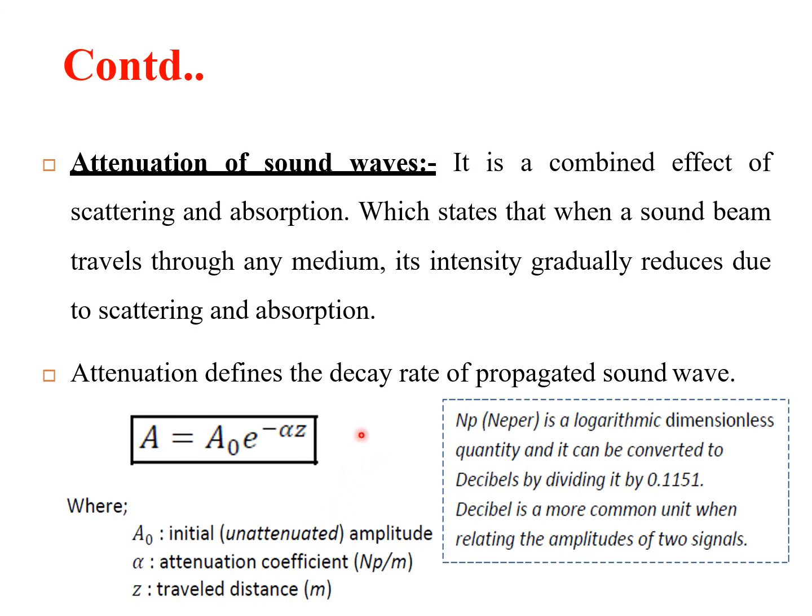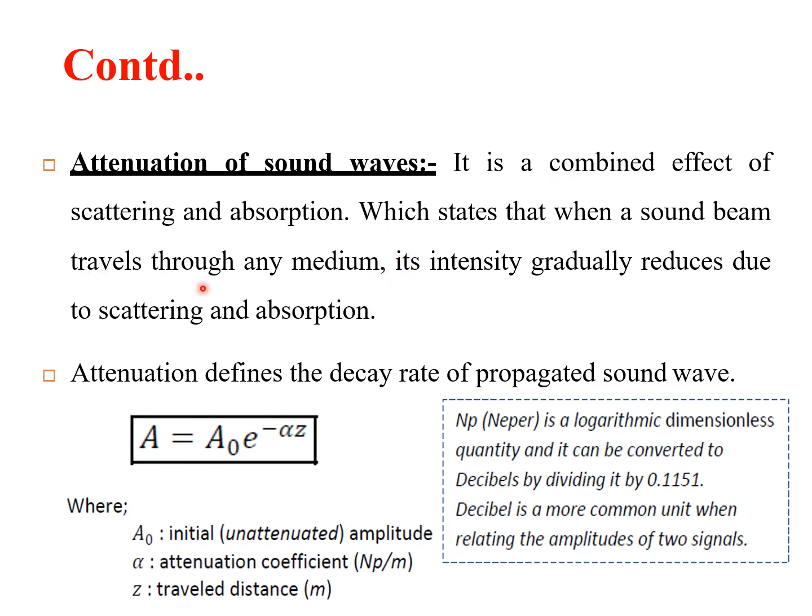Now we come to the term attenuation. Attenuation of the sound waves is a combined effect of scattering and absorption. In scattering, the sound waves are scattered away in a totally different direction so that they cannot reach back, and absorption is when the sound waves are absorbed by the material itself. Both of these are a sort of defect, because the sound waves that are scattered or absorbed do not reach back to the source.